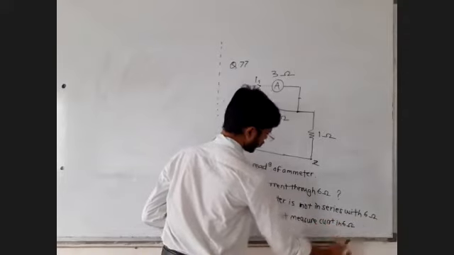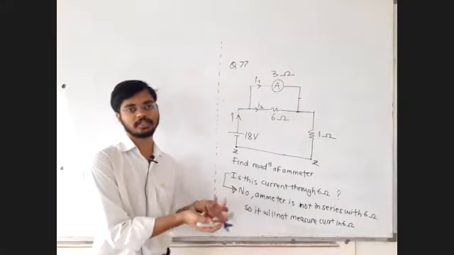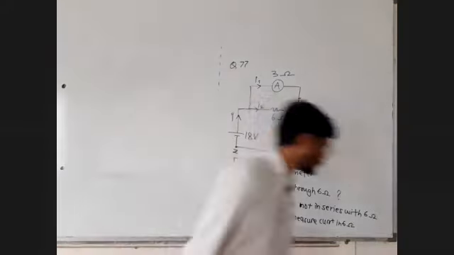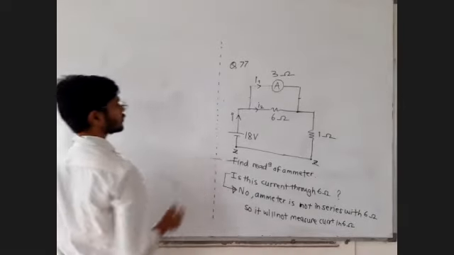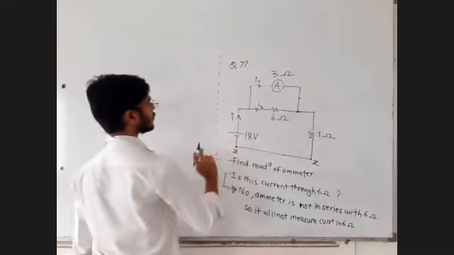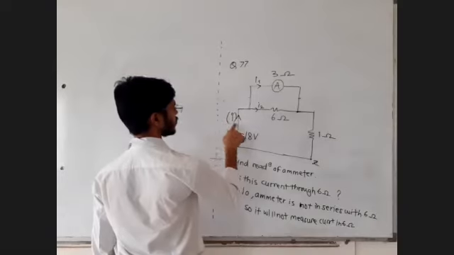It is not in series with the 6 ohm. If it were in series with the 6 ohm, it would measure the current in the 6 ohm. So that's not the current in the 6 ohm. This answer is over. Find the current in the ammeter. To find the current in the ammeter, first of all, we will find I, the total current given by the battery.